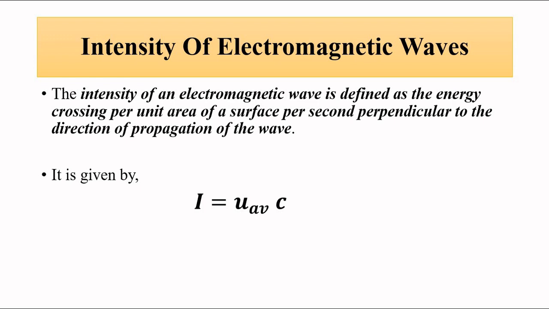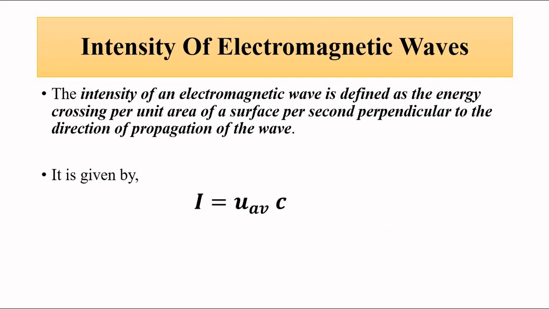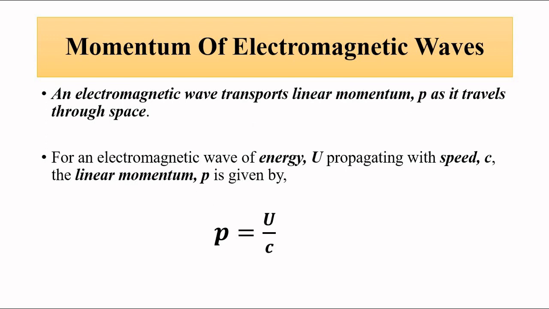Okay, so we have discussed average energy density and intensity of electromagnetic waves. Then comes the momentum of electromagnetic waves. The electromagnetic waves carry energy with them. We have discussed average energy density, then the intensity. As it moves in a particular direction, it transports linear momentum along with it as it travels in a particular direction.